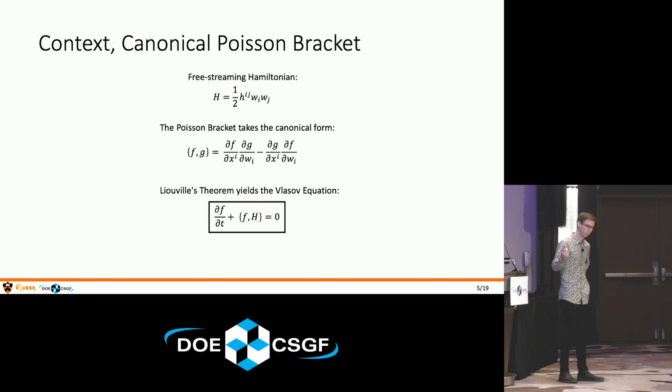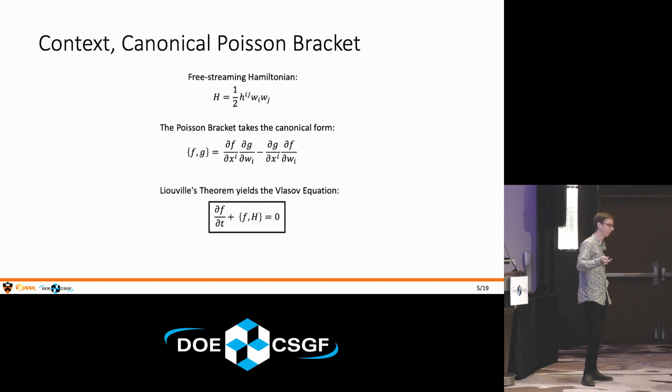So this is probably the most important slide of my talk, so if you take nothing else away, hopefully you can take this one away. We have a free streaming Hamiltonian, this capital H, which depends on the inverse metric, this H^ij, and our canonical momentum coordinates, w_i, w_j. In this specific form, we're guaranteed that our Poisson bracket, the second line, is going to be in its canonical form. This means it's simply in the simplest form that we can take these curly brackets of functions f and g and get this right-hand side.